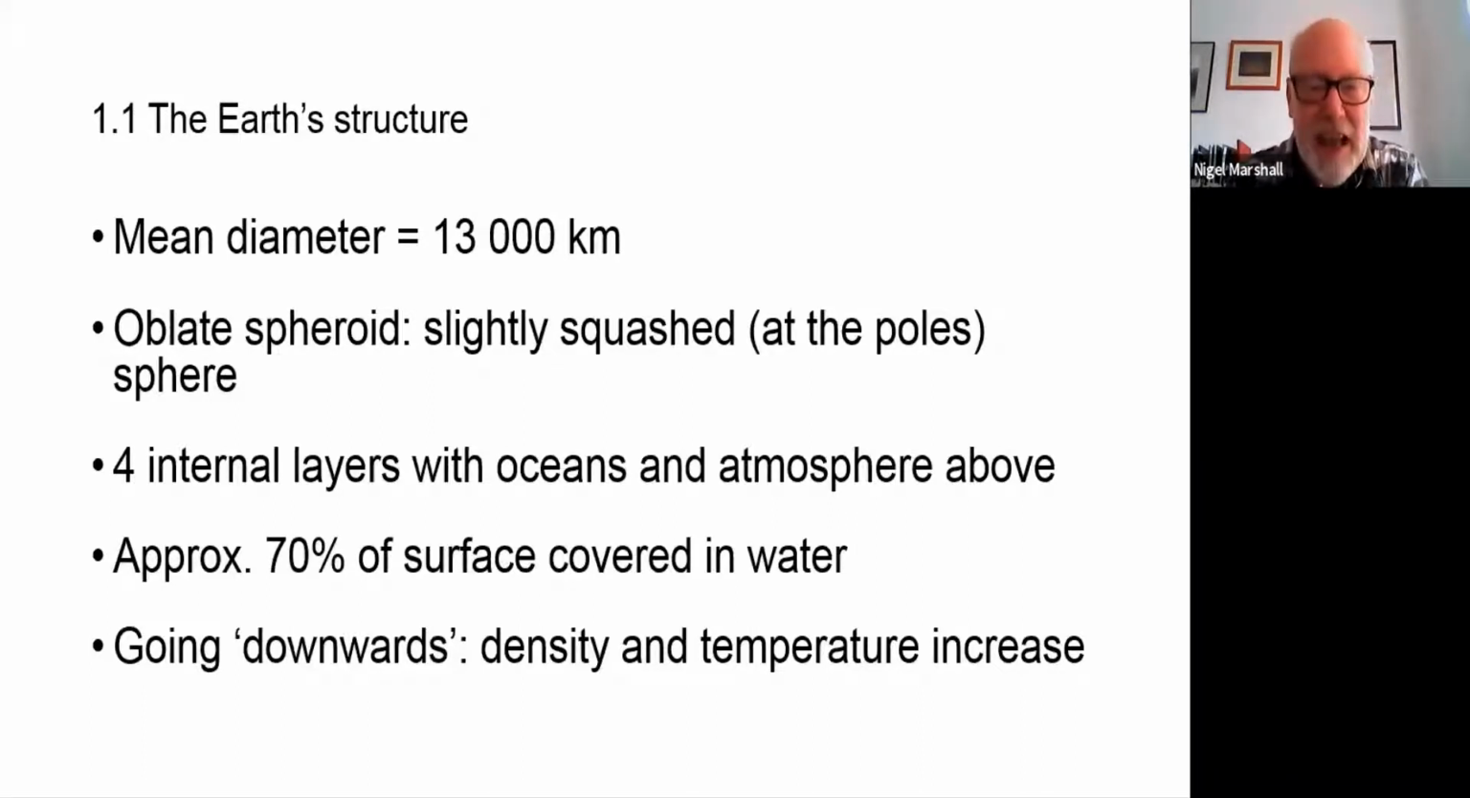There we go. So it's slightly squashed at the poles by something like 40 kilometers or thereabouts. So imagine a child sitting on one of these big bouncy balls and sort of squashing it at the poles. More about the poles later on. We've got 4 internal layers. There's a nice diagram on page 3 on the first page of the textbook looking at this. Those will come up in a minute. And then we've got the oceans of water and the seas and the atmosphere above.